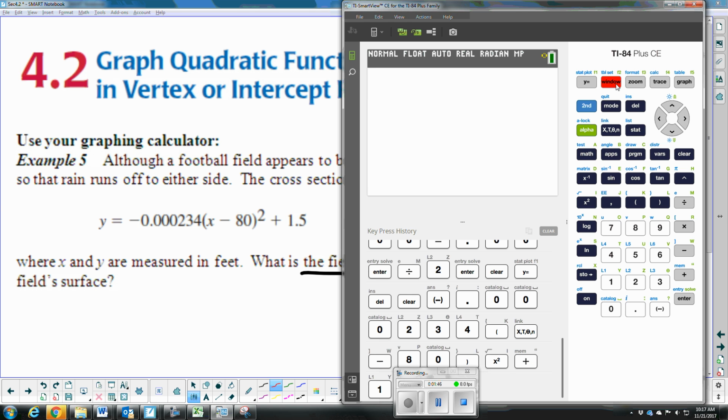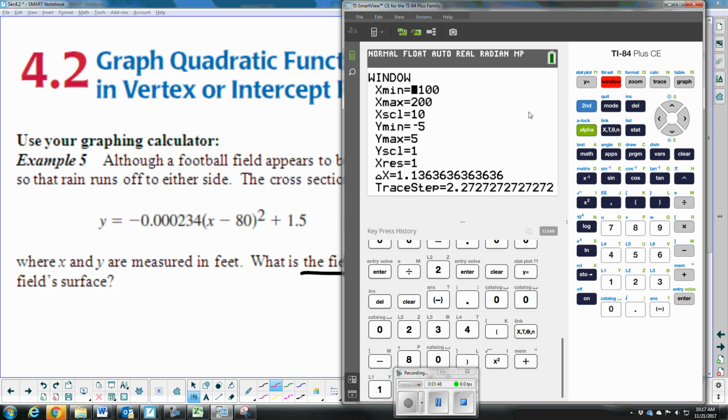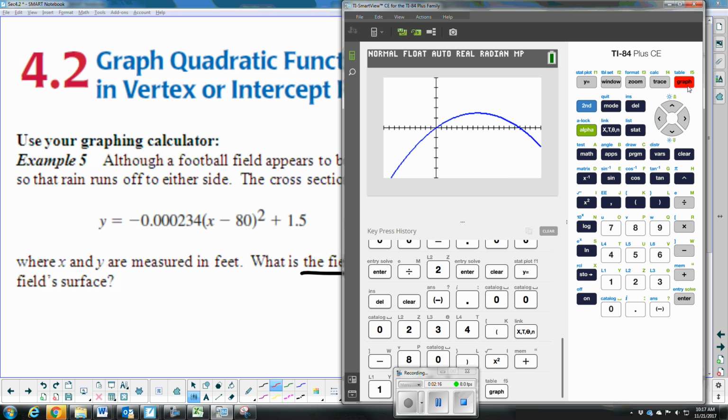Now you might have to adjust your window a little bit. Here's my window settings, negative 100 to 200 for x. I have a scale of 10, so each dash is going to be 10 units. And then my y minimum is negative 5, my y maximum is 5. If you want to change your units to this, that should work, but otherwise you might have to play around with them for a little bit to get your whole graph in the picture. And then you can graph it, and you should get a parabola.